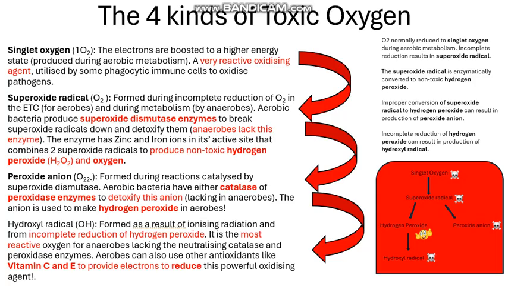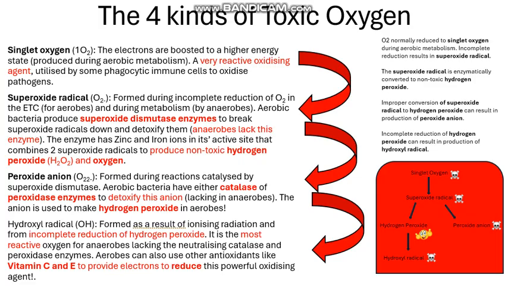So taking a look at these 4 kinds of toxic oxygen in more detail, singlet oxygen. In singlet oxygen, the electrons are boosted to a higher energy state produced during aerobic metabolism. They're very reactive oxidizing agents utilized by some phagocytic immune cells to oxidize pathogens. Superoxide radicals are formed during incomplete reduction of O2 in the electron transport chain for aerobes and during metabolism for anaerobes. Aerobic bacteria produce superoxide dismutase enzymes to break superoxide radicals down and detoxify them. Anaerobes lack this enzyme, and so these radicals harm them and destroy their cells.